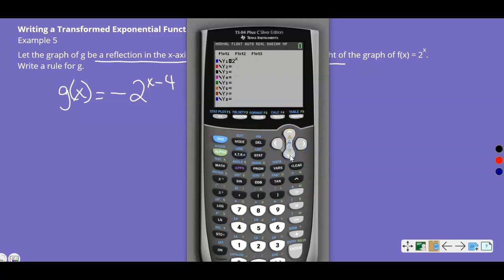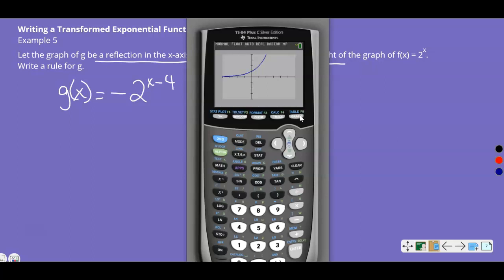And then let's go ahead and graph g of x as well, because we want to see if we did the transformation right. So we've got negative 2 raised to the x minus 4. And it would be fine to put that in parentheses as well.